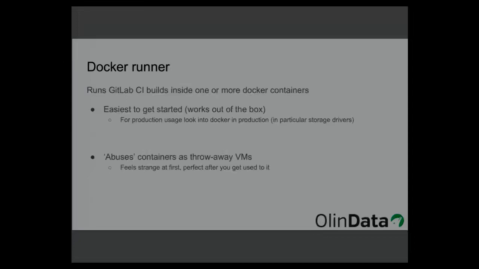I'd recommend running your runners on a separate VM, so you have one VM that runs the GitLab installation, including the GitLab CI, and then one VM that runs a bunch of Docker runners. That's the easiest. So the Docker runner basically goes against what the real idea of Docker was and abuses all your Docker runners as throwaway VMs, which feels a bit awkward at first, but it's actually quite nice after you get used to it because it just simply works.